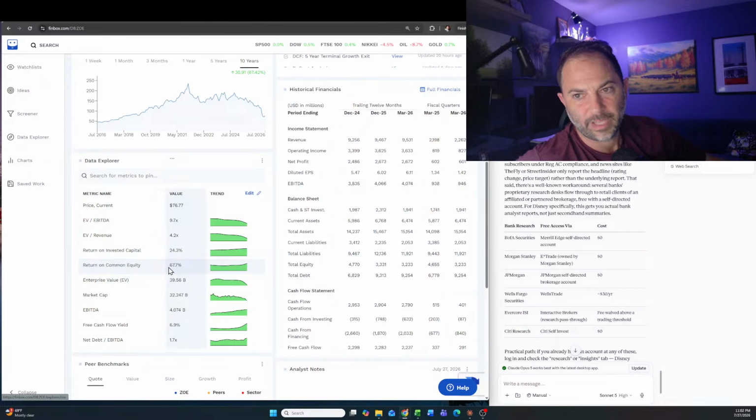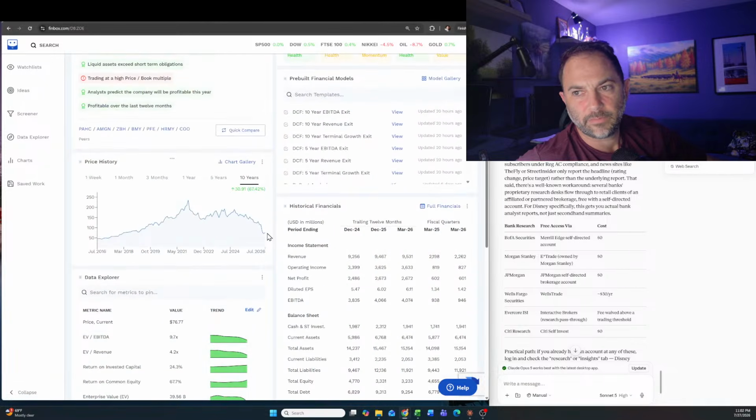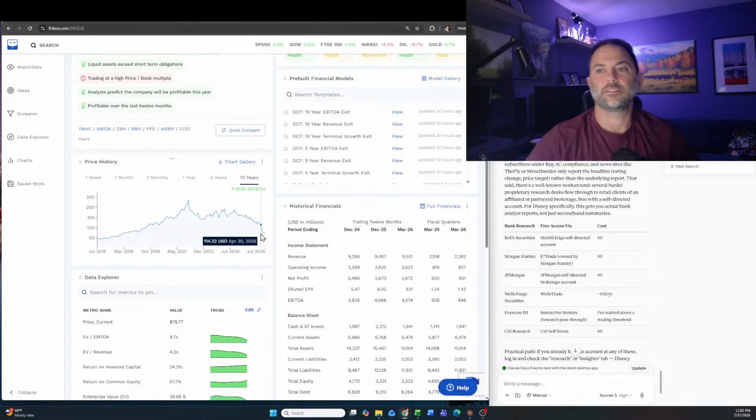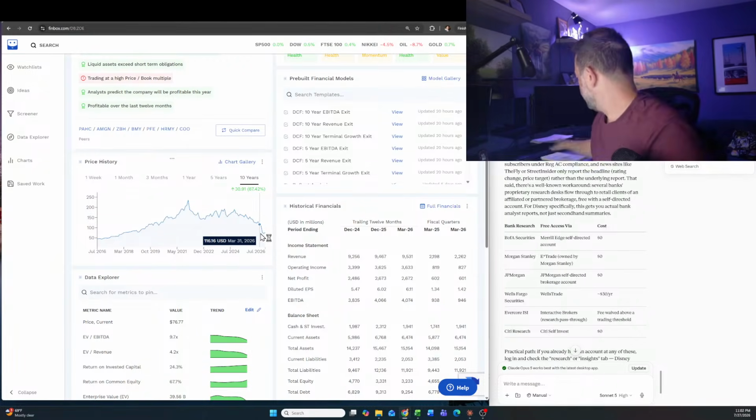Return on common stock equity historically, wow, 67%. Return on capital, 24%. It's a neat little business. I might have to look at it. I've looked at this business for a long time. I might have to actually buy that stock.